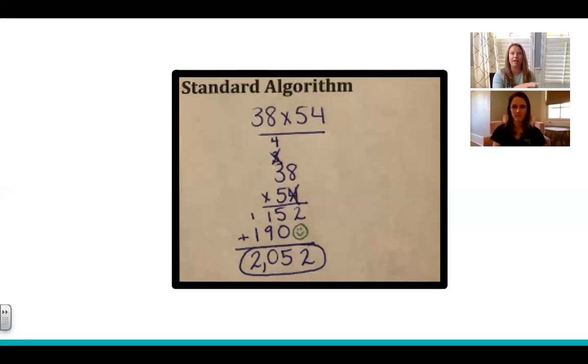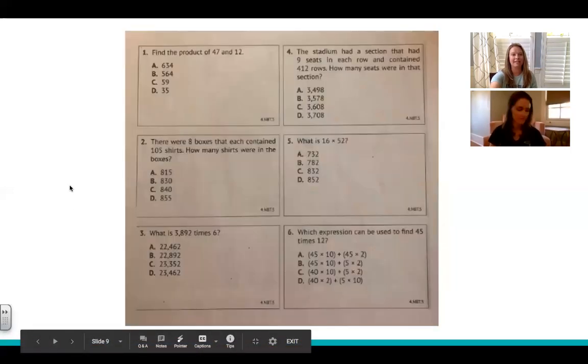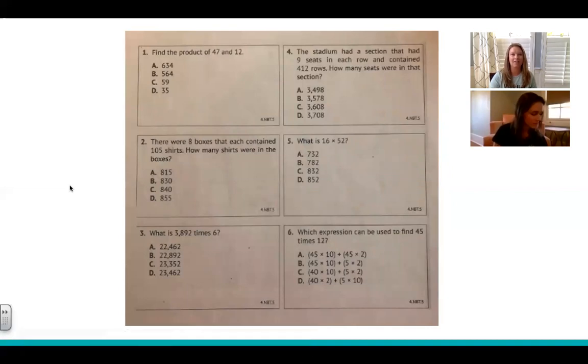A good way to solve and check would be on any of these problems to do it one way, maybe standard algorithm, and then check it another way with a different strategy, just to make sure you got it right. Definitely. Awesome. All right, so here are your 6 problems. Go ahead and pause the video. Take a couple minutes to do these 6 problems. If you need a separate piece of paper to show your work, that's fine. And then hit play when you come back.